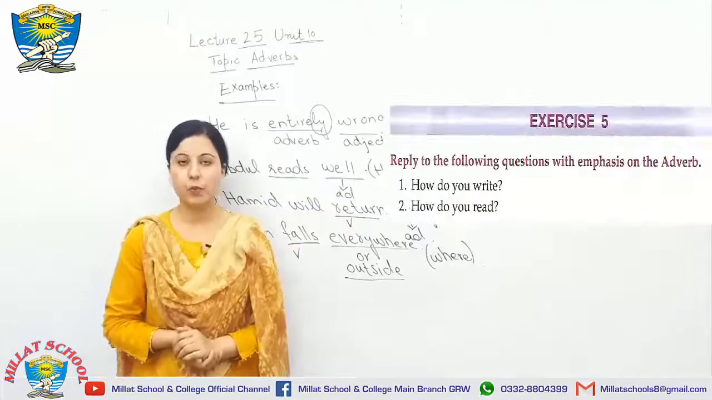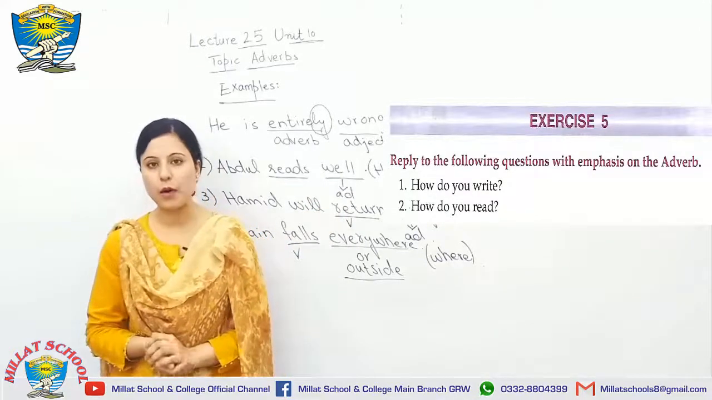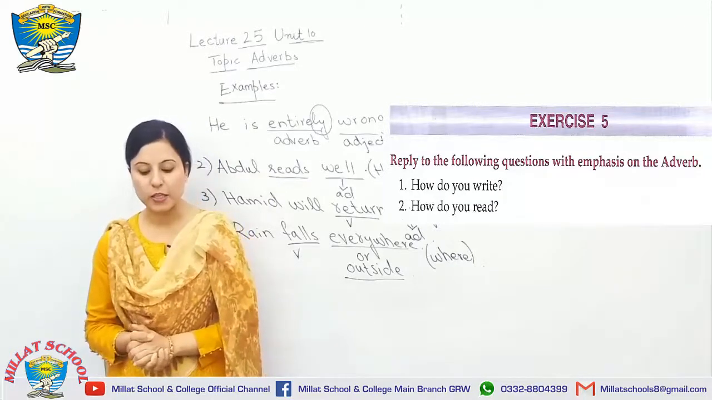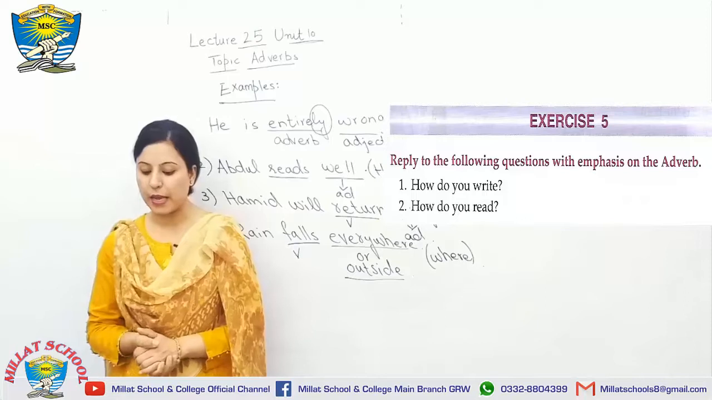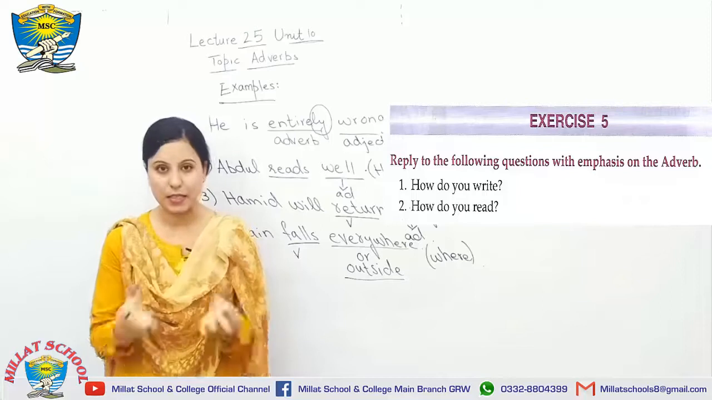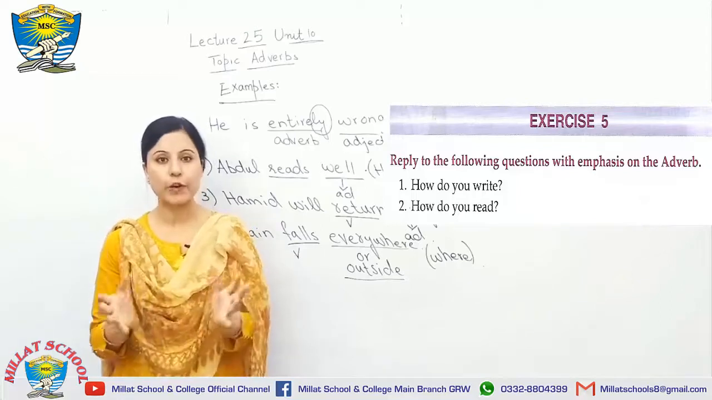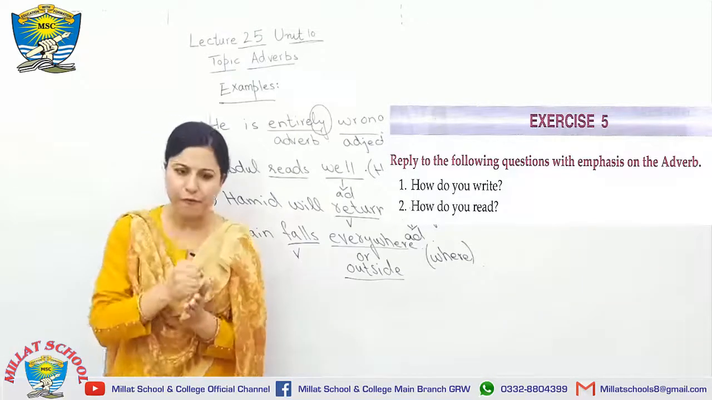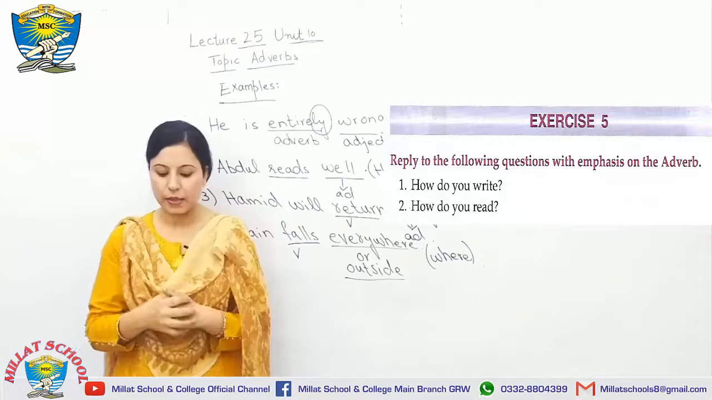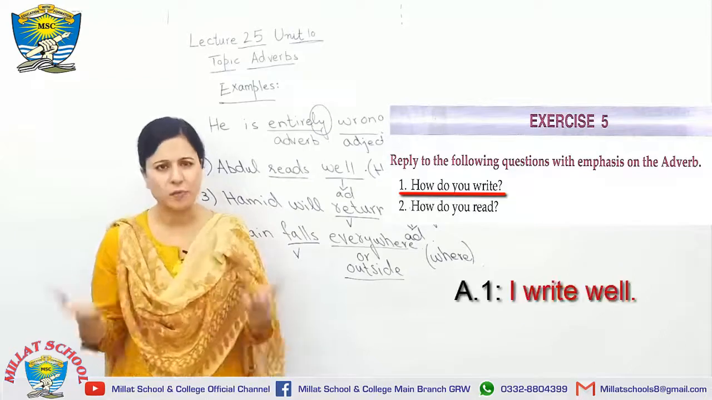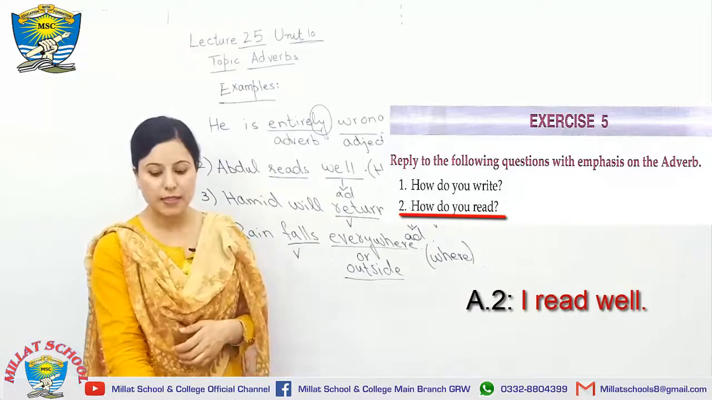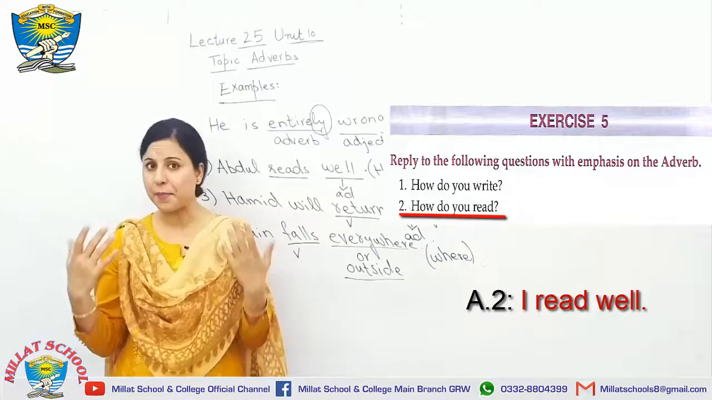Page number 133 also tells us about one more exercise, that is number 5. On this page, reply to the following questions with emphasis on the adverbs. Now you have to be stressed. Now it's time for emphasis. What do you mean by emphasis? Like to stress something. Now it is stress time. For example, how do you write? I write well. How do you read? I read well. So it means that we are going to give them some answers.